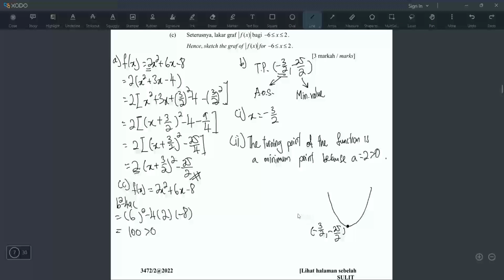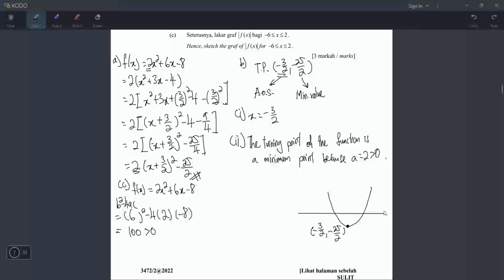So definitely there are 2 x-intercepts. So after we draw the x-axis, now we can find out the x-intercepts, which are here and here, right? So how to find the x-intercept? I can substitute y equals 0. So when y equals 0, y equals 0 means f(x) equals 0.